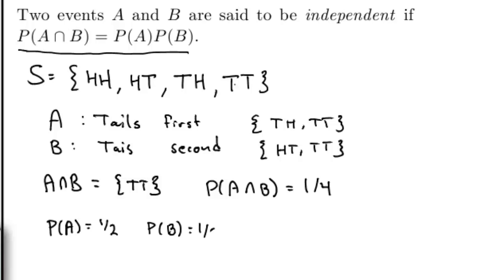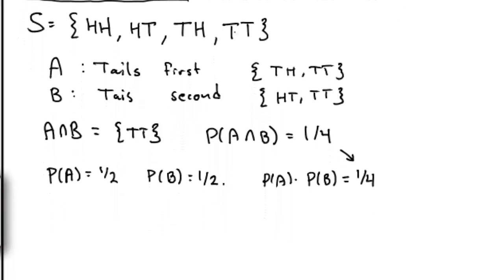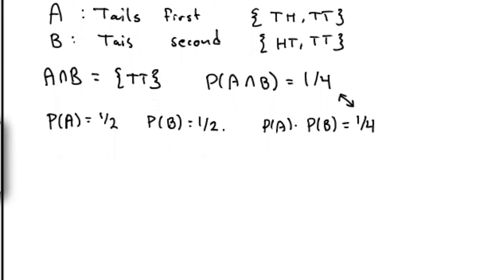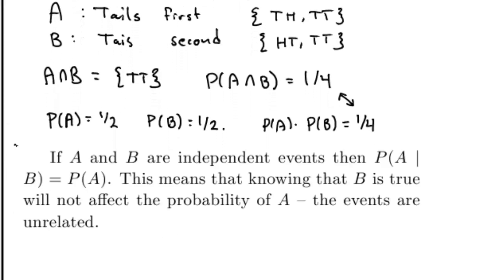Similarly, we see that P of A is 2 by 4, or 1/2, which is the same as P of B. And so A and B are indeed independent, as the product P of A times P of B is 1/2 times 1/2. That's precisely 1 by 4, and that's equal to the probability of the intersection.